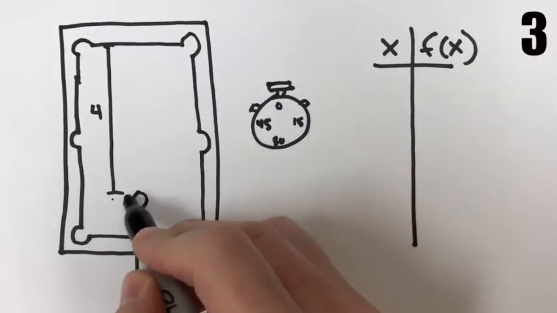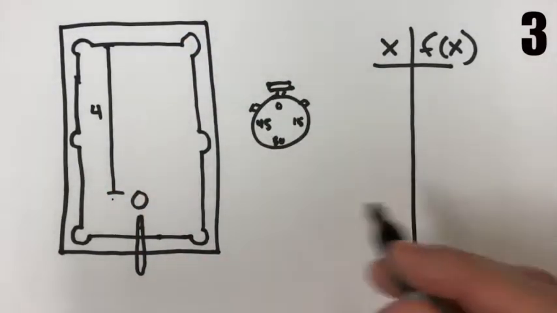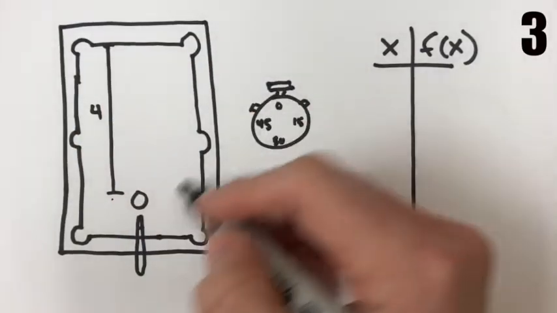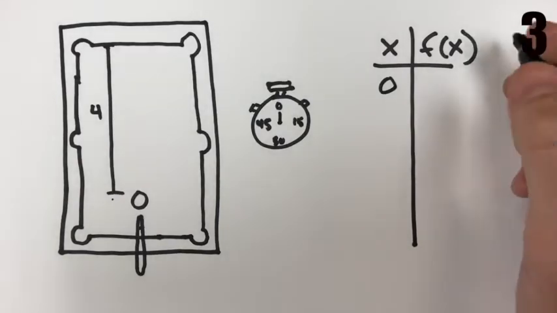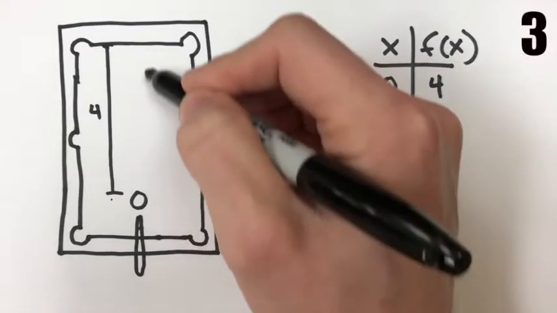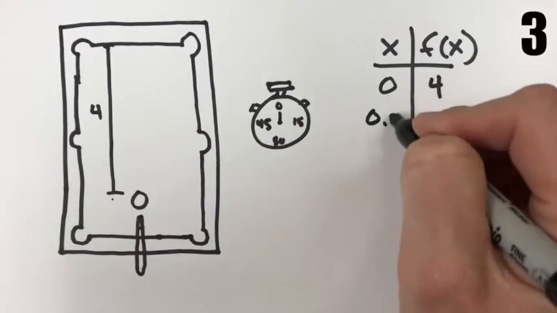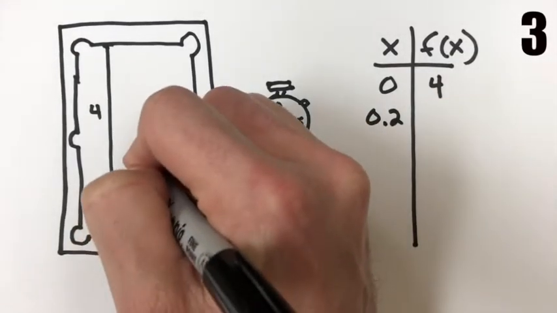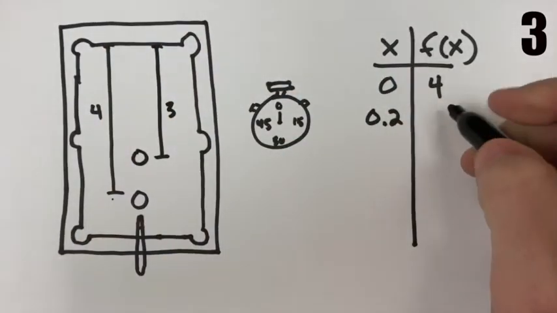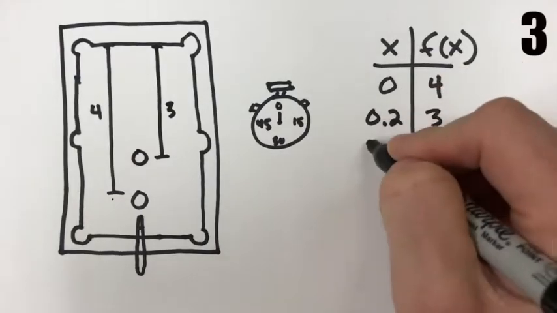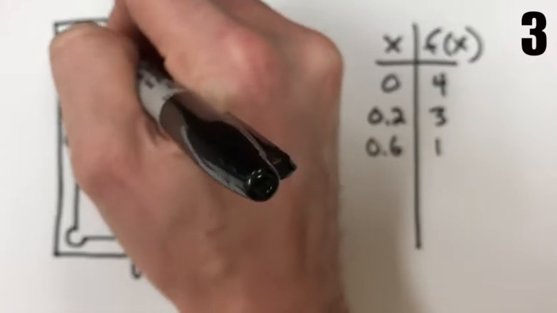Okay, in this scenario, we've got a billiard ball, and we're going to be hitting it against this bunker back here. And right now it's 4 feet off the wall. Right when we hit it, we're going to start that timer. Right now it's at 0. So at 0 seconds, it's 4 feet away from that bunker. We hit it, and after 0.2 of a second, so very brief, it's moved up, and now it is 3 feet away from that bunker. Okay, and then after 0.6 of a second, it's actually only 1 foot away, so it's moved up here.